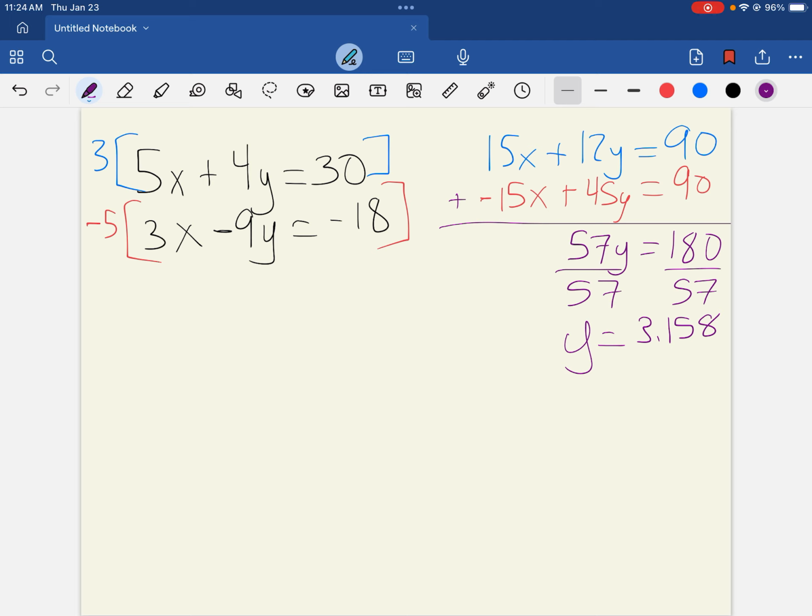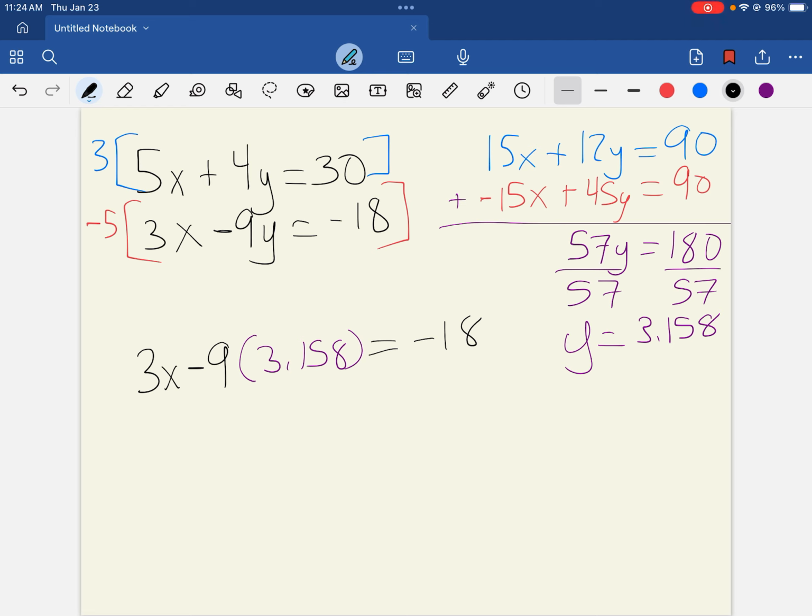Now, once I have my y, I'm still going to go back, plug it in, and then solve for x. Again, it doesn't matter which equation I choose. Choose one of the original two, so you don't have to deal with a 45 or 15 feeling a little bit too big. So let's do the bottom equation for something different. I'm going to have 3x minus 9 times, again, my 3.158, and that's equal to negative 18.